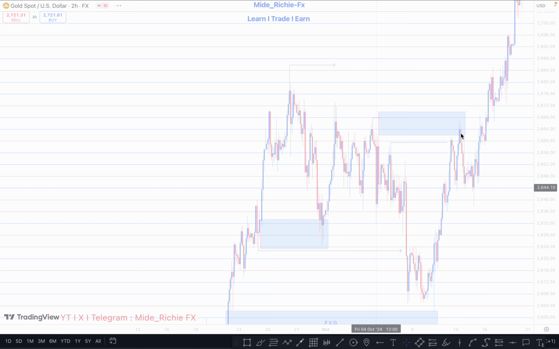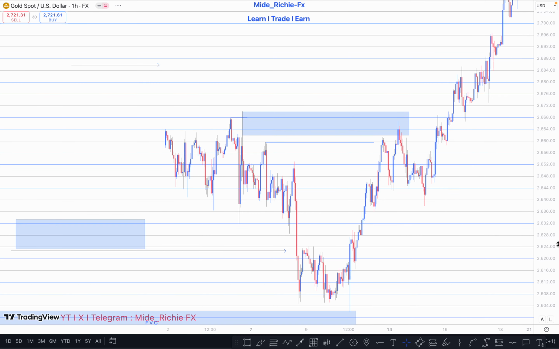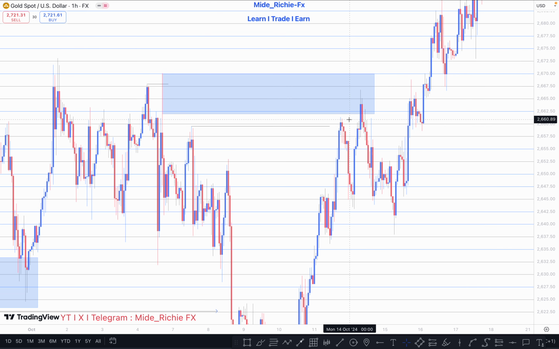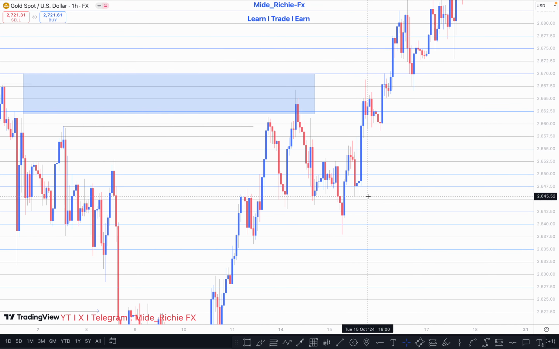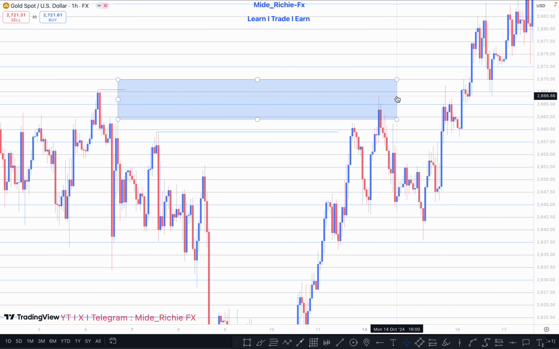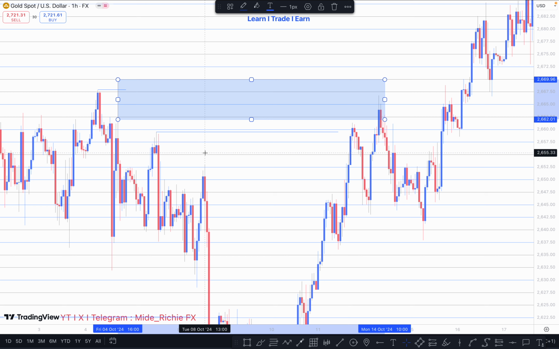And the crazy thing is, after the mitigation of that particular supply, same thing happened again, where we actually have a mitigation of a supply zone right here. I really don't want to waste much time looking for the supply, but there's a supply zone. Maybe you guys can just check that on your chart. There's a particular supply zone right there.